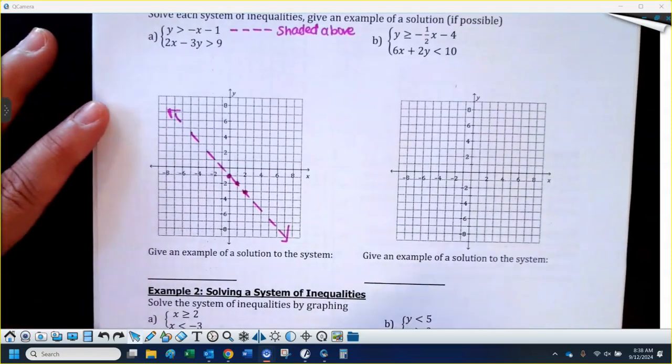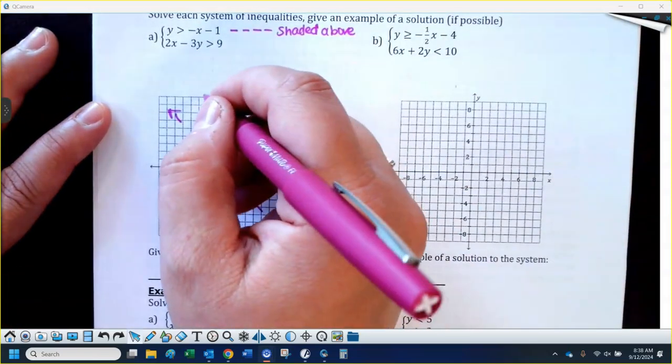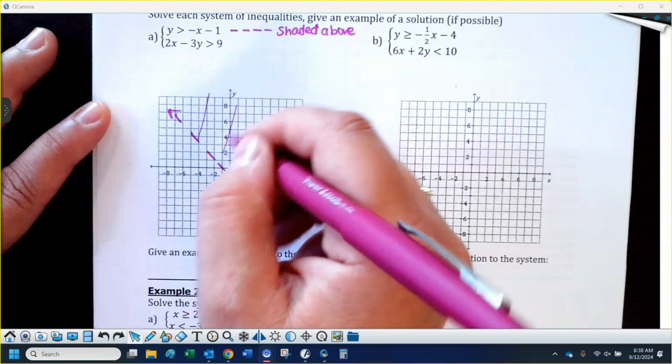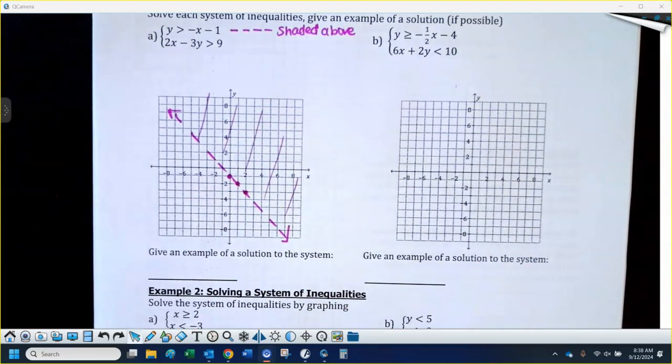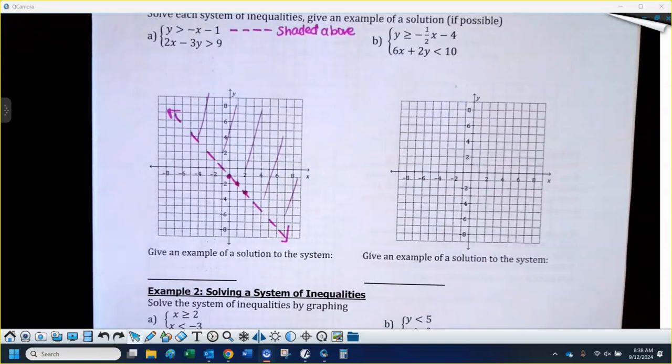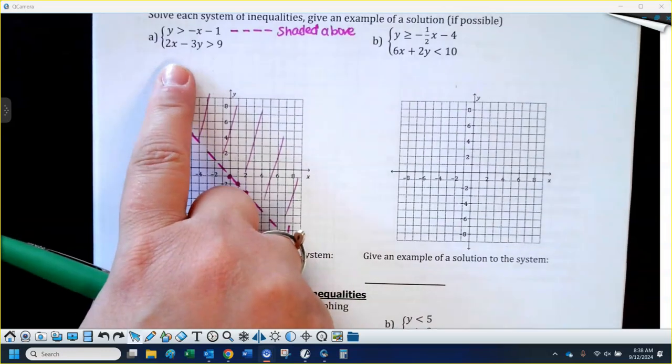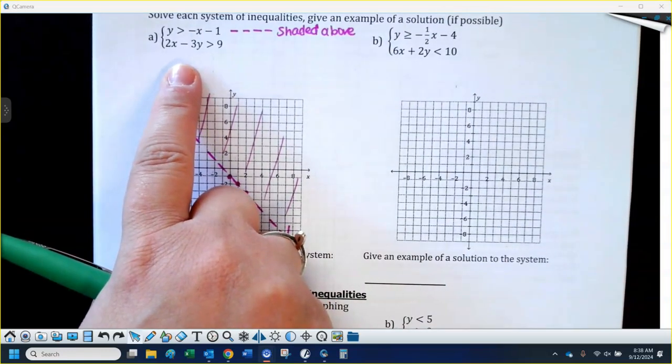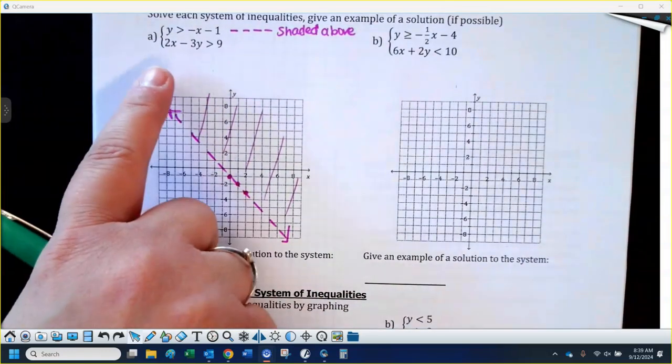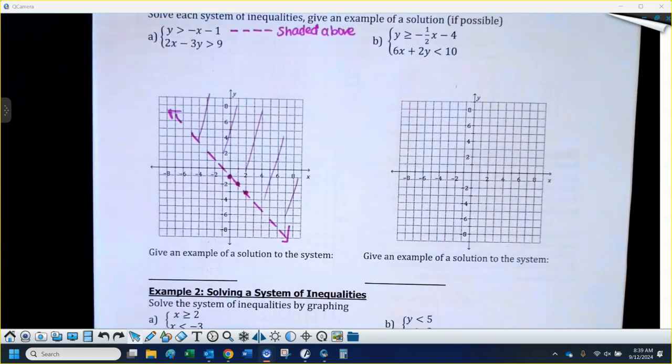Now, this is totally up to you. Maybe I will just lightly make a little tiny note that, since this is greater than, I would shade above that line. But I'm not going to really shade it. Now, I'm going to grab a different color. This other one is not in slope-intercept form. You could do intercepts here, but 2 doesn't divide into 9 nicely.